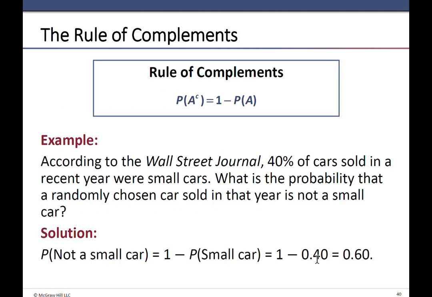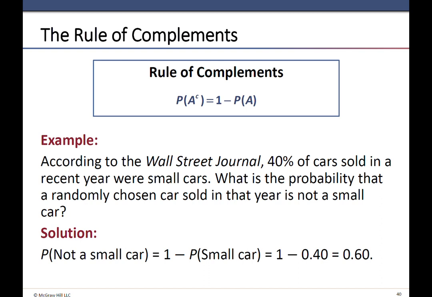And because of that, we end up with this nice rule of complements. And by the way, this is the abbreviation. So the probability of A complement, it kind of looks like A to the C, is just 1 minus the probability of A. So if I know the probability of A happening, the probability of its complement happening is simply 1 minus the probability of A.